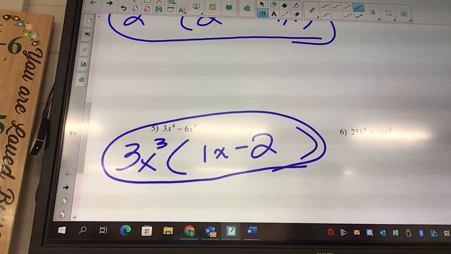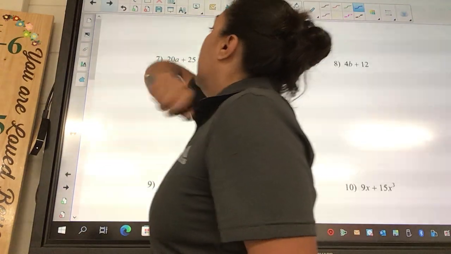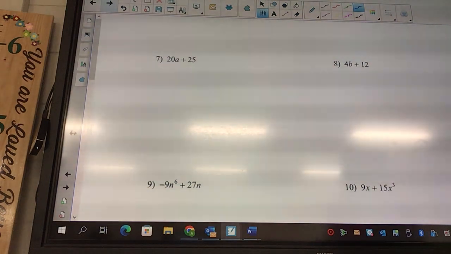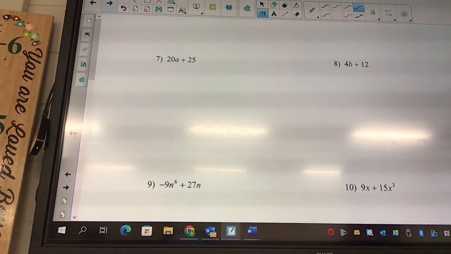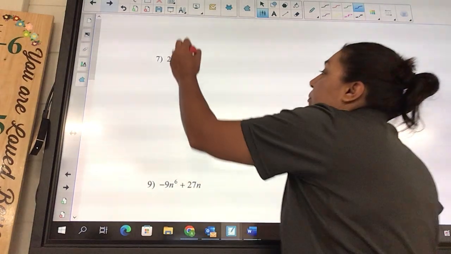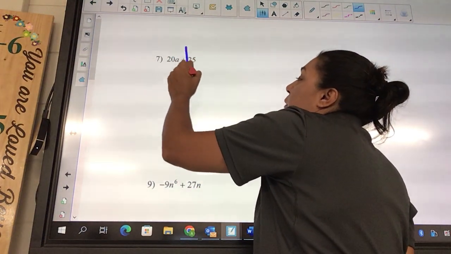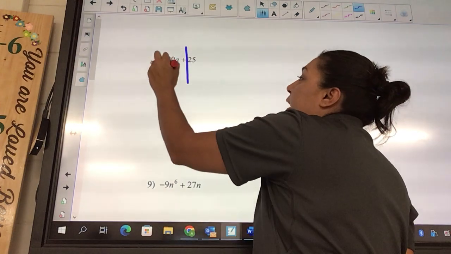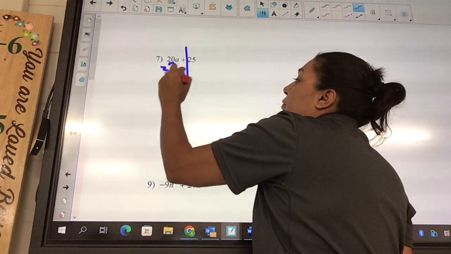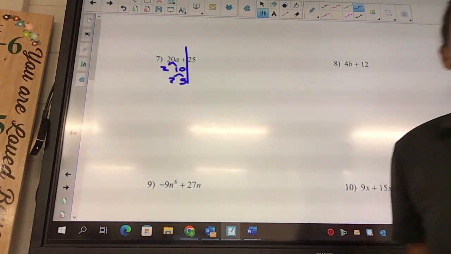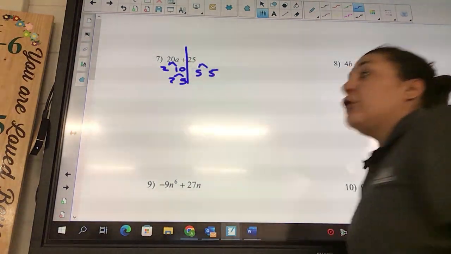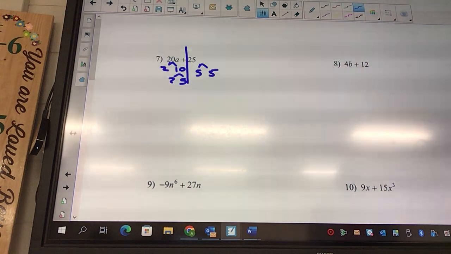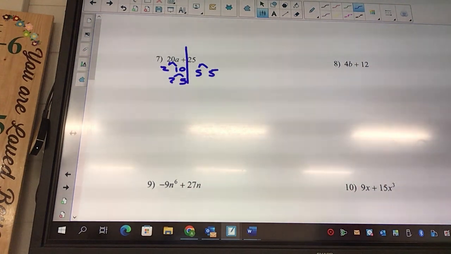Look at number 7. Those numbers are over 10 to 15, so these are the ones that I would definitely make the tree, because you may think you've got the biggest number to pull, but you may not. So 20, we can have 2 and 10, 2 and 5. 25 can be 5 and 5. So what number can I take out? What are our matches? 5s.